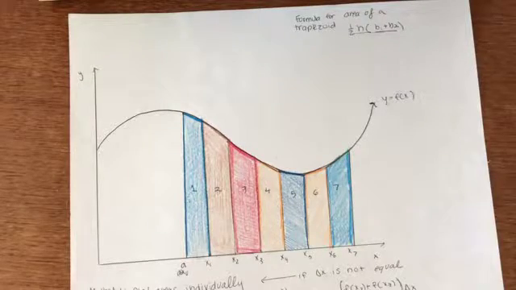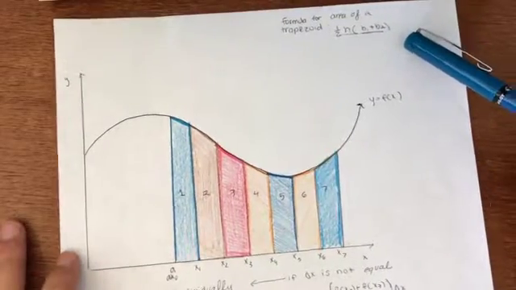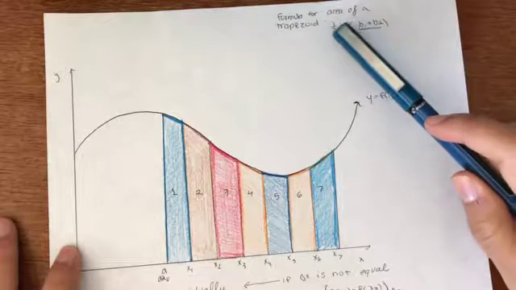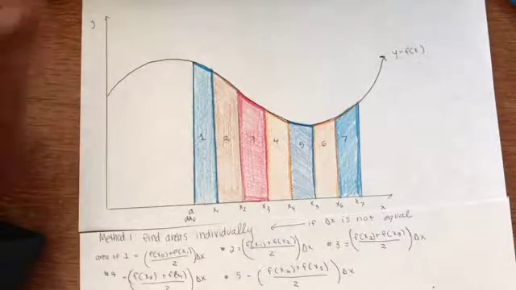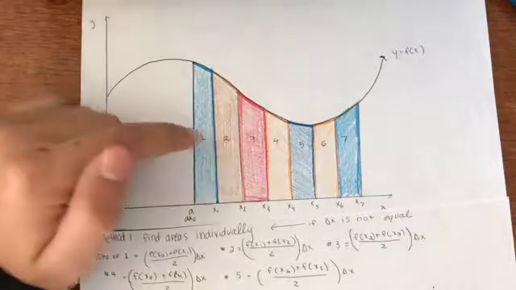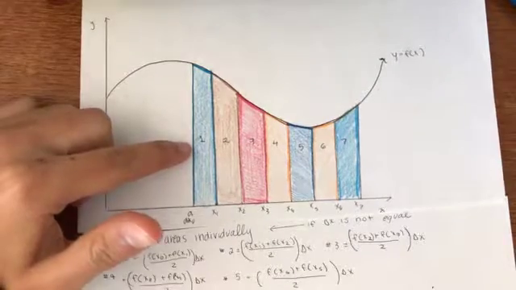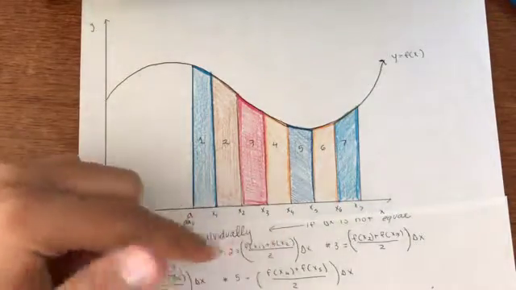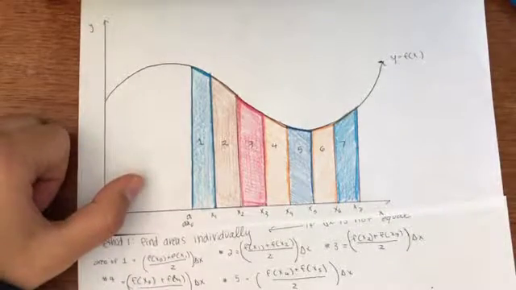The next method to approximate the area under the curve is using trapezoids. The formula for the area of a trapezoid is base 1 plus base 2 times height divided by 2. The first method that you can use trapezoids to find the area under the curve is to find the area of each trapezoid individually. The area of the first trapezoid would be base 1, which would be f of x sub 0, plus base 2, which is f of x sub 1, divided by 2 times the height, which would be delta x.